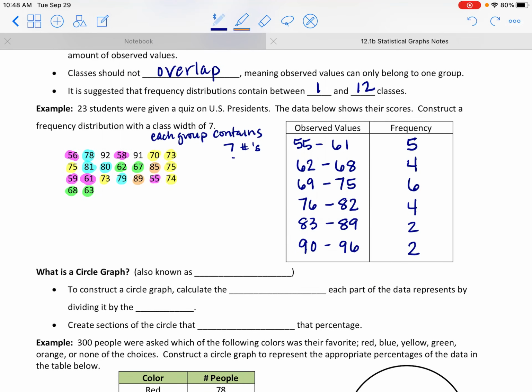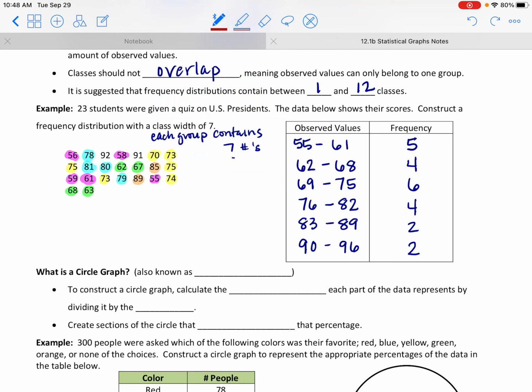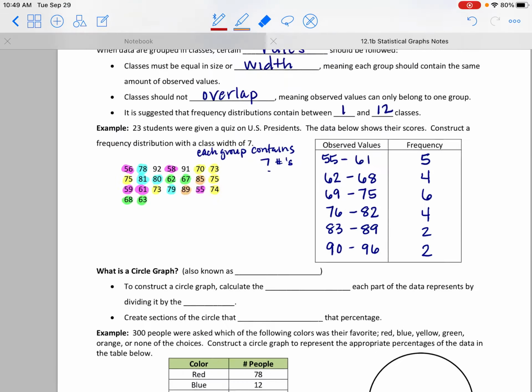And I don't know that this term will come up, but we would call this class right here the modal class. Mode is something we're going to talk about, I think, in the next topic, but it's got the most occurring values, or the highest frequency, so we would call it the modal class. It has the highest frequency is what I'm trying to say. Okay, so that's a frequency distribution. I think that's pretty straightforward.